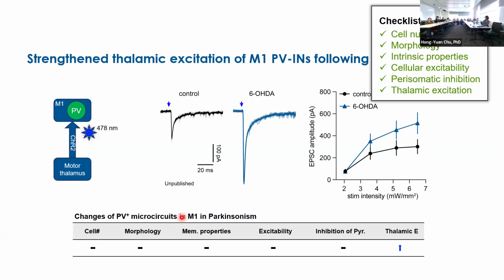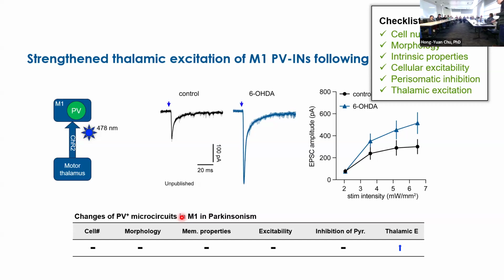So this table at the bottom summarizes what we know so far. After loss of dopamine, there's no change in the cell numbers of cortical PV cells, no change in morphology, no change in their intrinsic membrane properties, and no change in the inhibition of pyramidal cells. But there is an increase in thalamic excitation.